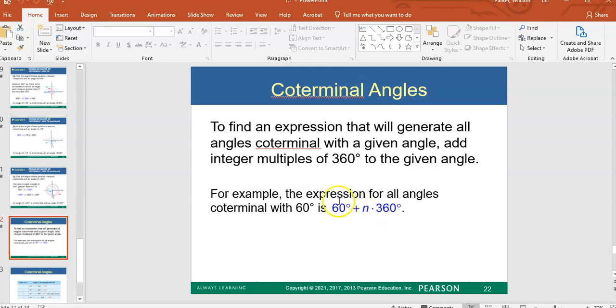To find an expression that will generate all angles coterminal with a given angle, add integer multiples of 360. So for example, the expression for all angles coterminal with 60 degrees is 60 degrees plus n times 360. Meaning 60 plus 1 times 360 gives me 420, plus 2 times 360, so I add 720, that would be 780, and so forth. So this n is a number that we multiply by 360: 1 times 360, 2 times 360, 3 times 360. That'll give me all my positive coterminal angles.